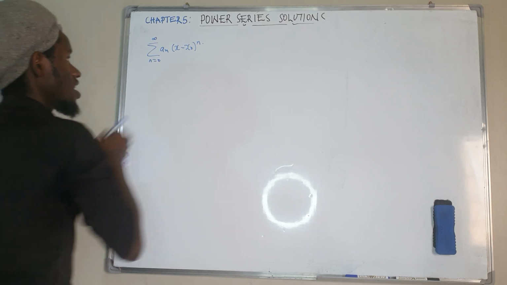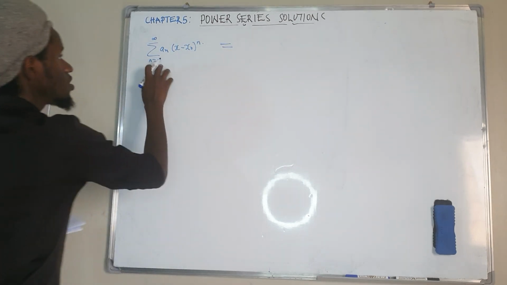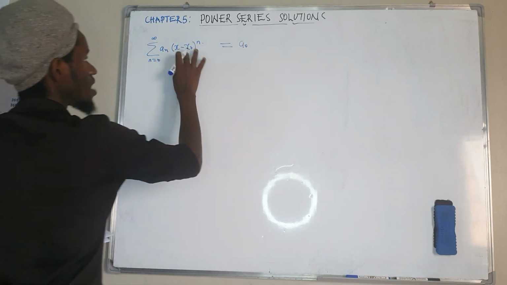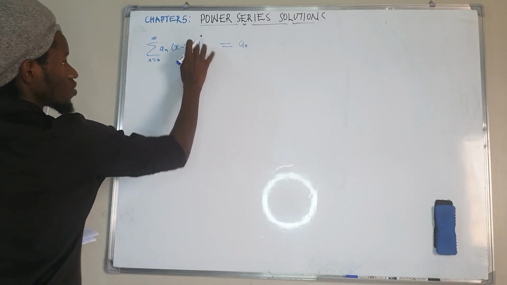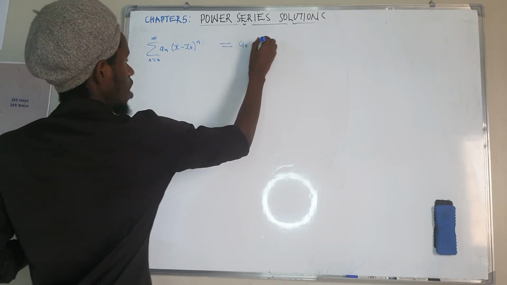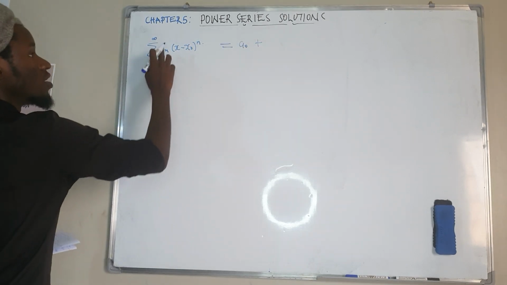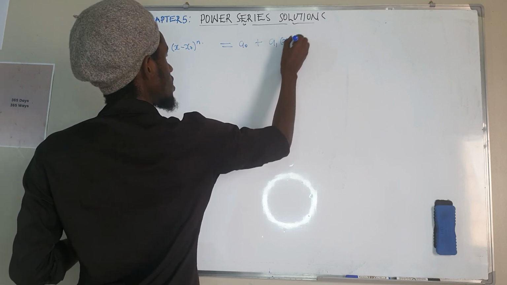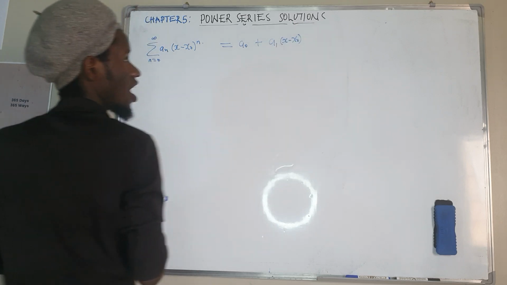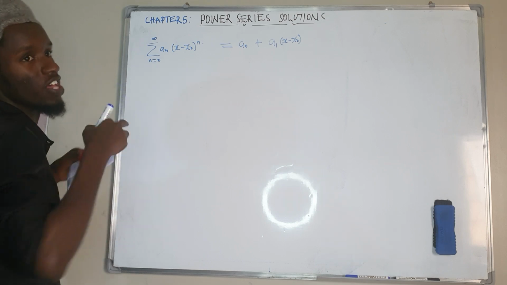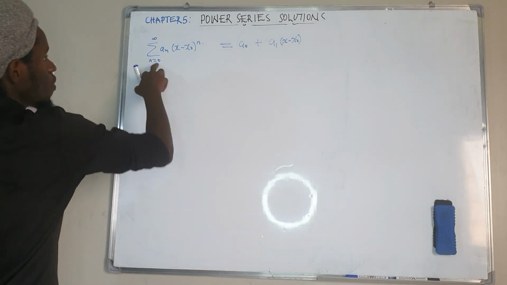If I put n equals 0 inside here, I'll have a0 times (x minus x naught) power 0, which is the same as 1. So I have a0, plus, when n is 1, a1 times (x minus x naught) power 1. Are we together? Now plus, when n is 2, but remember, I just want it to come from 2, so from 2 to infinity.